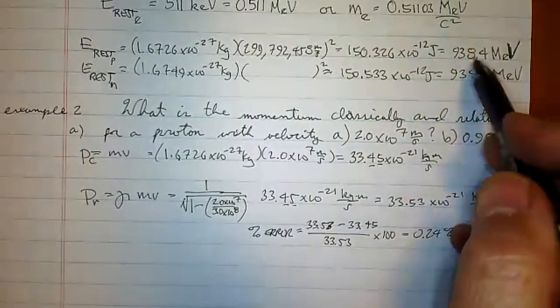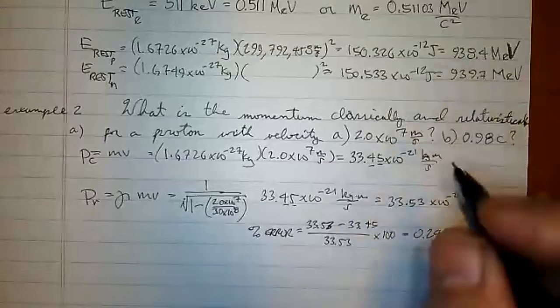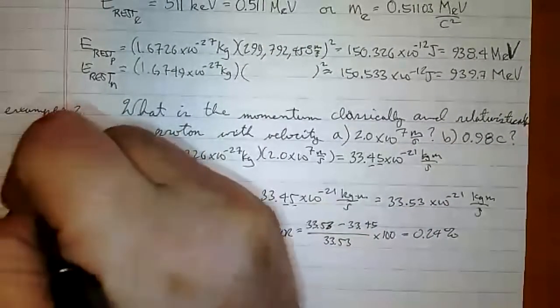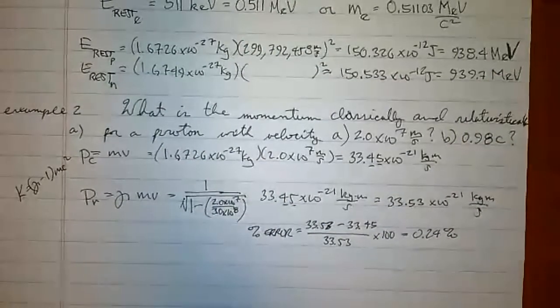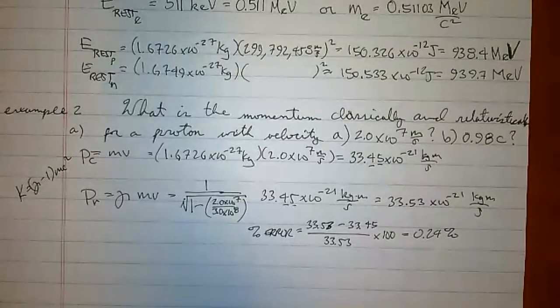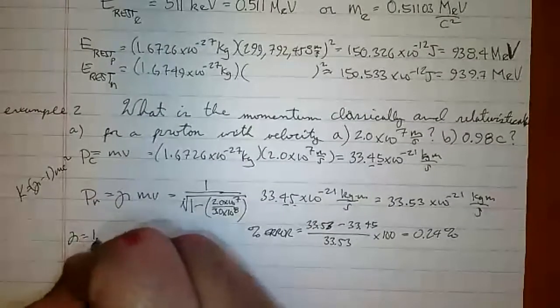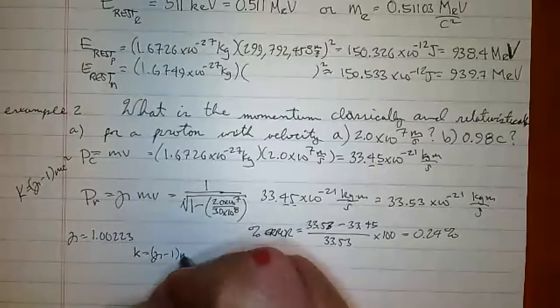We found the rest energy of the proton was 150.326 times 10 to the negative 12th, or 938.4 MeV. So remember, kinetic energy is equal to gamma minus 1 times mc squared. We already found out what gamma was. If I just subtract 1 from that and then multiply it by 938, you'll see that it's really quite small. So let's do 1 divided by square root 1 minus parentheses 2 divided by 30. Now I'm going to square the 2 divided by 30. And that gives me 1.00223. So gamma is equal to 1.00223.